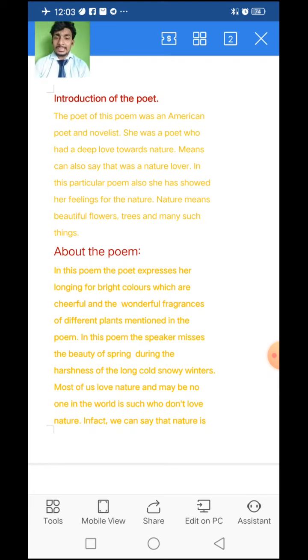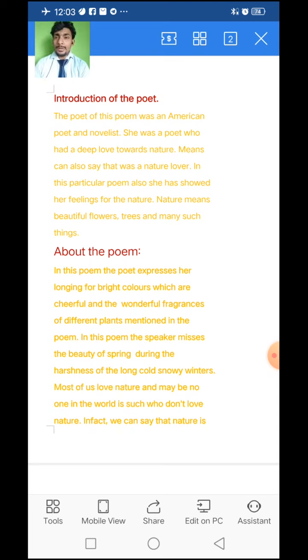Before starting the discussion of this chapter, I would like to take a quick recap of what we studied in the last class, in the last part of this poem. I explained the meaning of all the stanzas of this poem. I'm not going to discuss that because it has already been discussed in the previous part. This time, I'll have a quick recap about the introduction of the poet and about the poem, and then we will move into today's topic, the question answers discussion.